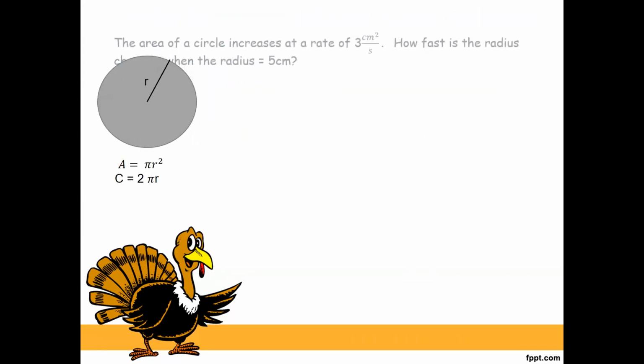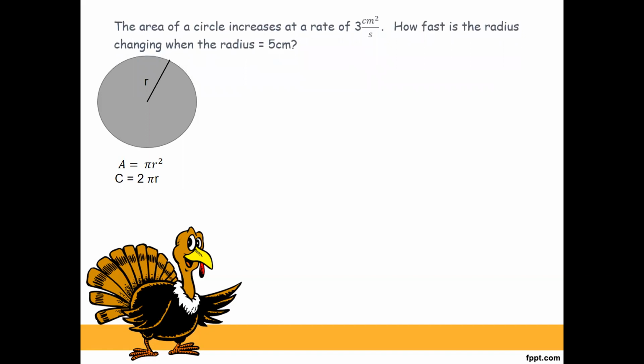All right, look at this circle. We're going to use that step process now. The area of a circle increases at a rate of 3 centimeters squared per second. That's area. How fast is the radius changing when the radius is equal to 5? All right, we drew a picture. There are 2 formulas for a circle. One is the area formula. One is the circumference formula. For this problem, they're asking about the area.